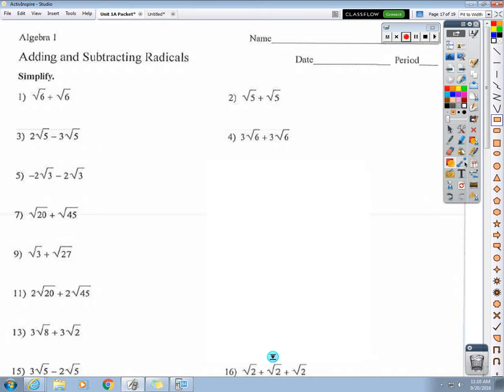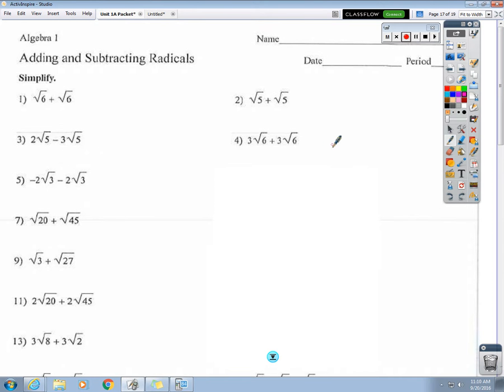3 square root of 6 plus 3 square root of 6. When you are asked to add or subtract radicals, the first thing you need to check is to make sure the radicands match. What do I mean by radicand? The number inside the radical. Do these have matching radicands? Yes. So that means your answer is going to be something square root of 6. You just add up the outside numbers. 3 plus 3 is 6.